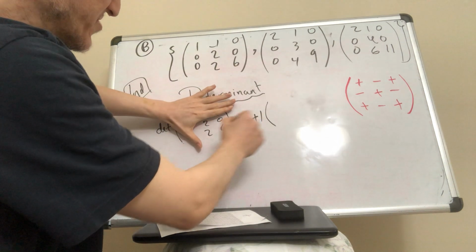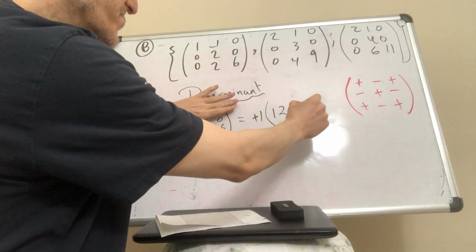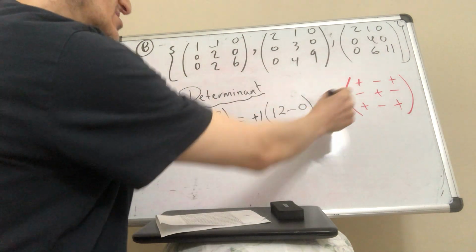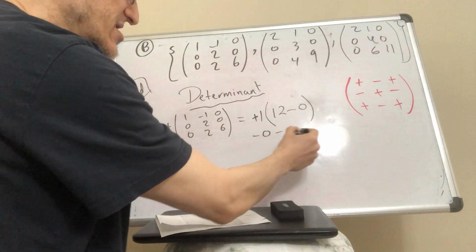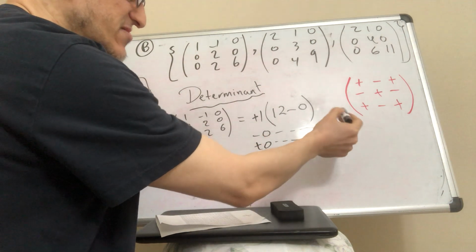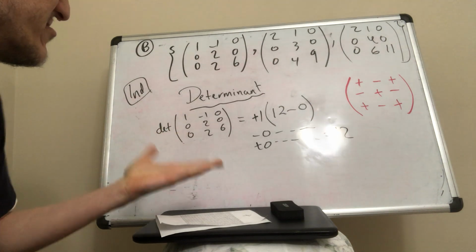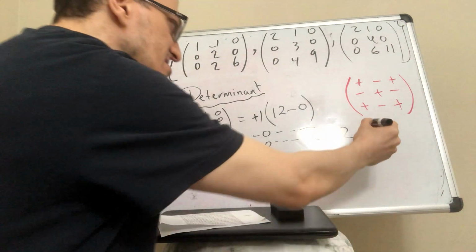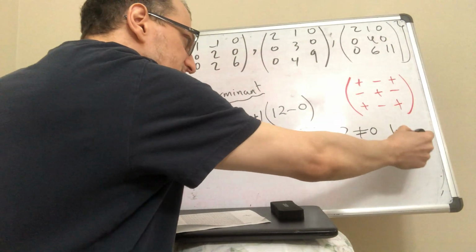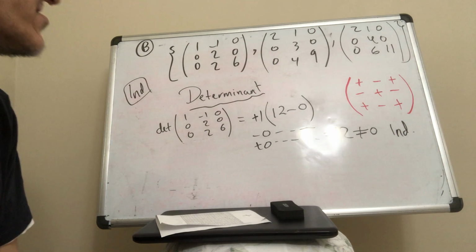So I go 2 times 6, minus 0 times 2. Then this number is negative, but it's 0, so it doesn't matter. And this number is positive, so 0, it doesn't matter. So the answer is 12. So the determinant is 12. That's not 0. That means it's independent. Anytime the determinant is not 0, it's independent.